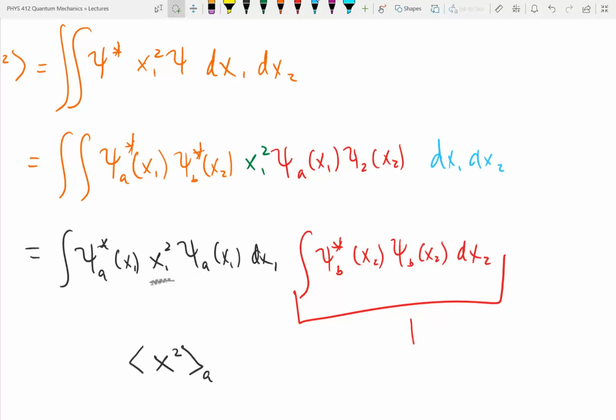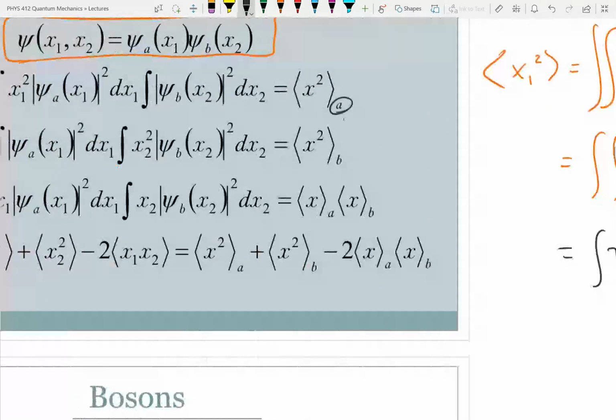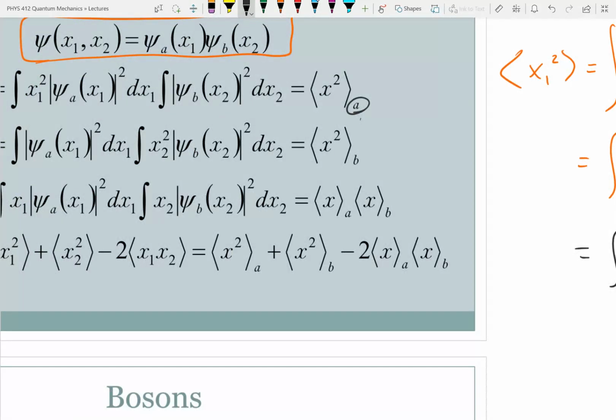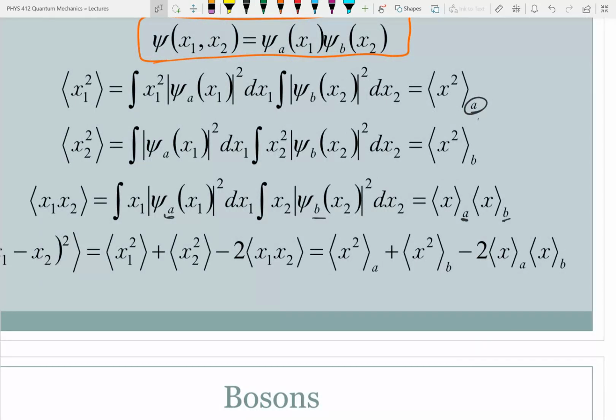Okay, well, this here, you see, do you see the little squiggly that I'm making? That there would just be x1, and then you're going to have an x2 right there. Right. And so it's pretty clear to see that you're just going to get expectation value of x for state A and expectation value of x for state B. And the difference between x1, x2, and x is x1 is the position of the first particle from the origin, and x2 is the position of the second particle from the origin. That's right. X is the difference between.